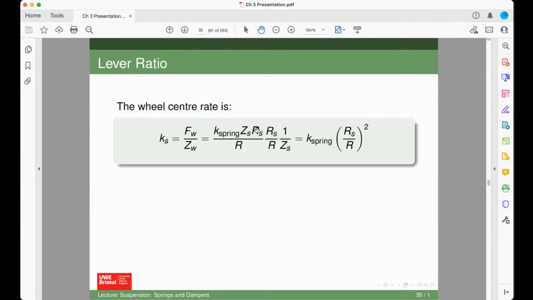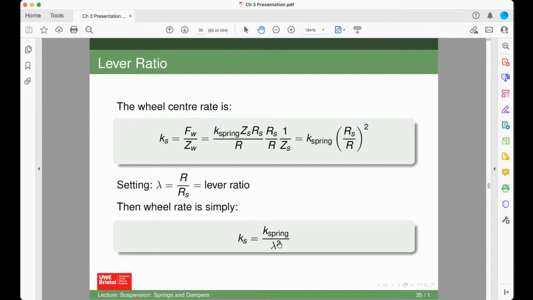Like I said, the Zs will cancel. You've got this R squared over Rs squared term in this equation. Multiply that by the spring stiffness, you'll get the wheel center stiffness. And if you flip them upside down and call that lambda, if you divide the stiffness by the lever ratio squared, you'll get the wheel center stiffness. Okay, so that's basically how that works. Remember, in your calculations for frequency, you need this effective spring stiffness for Ks.